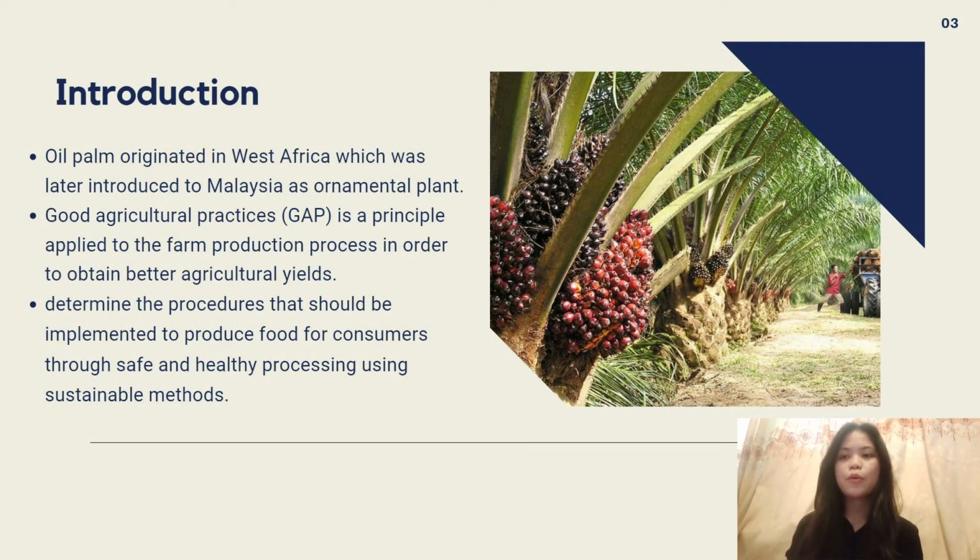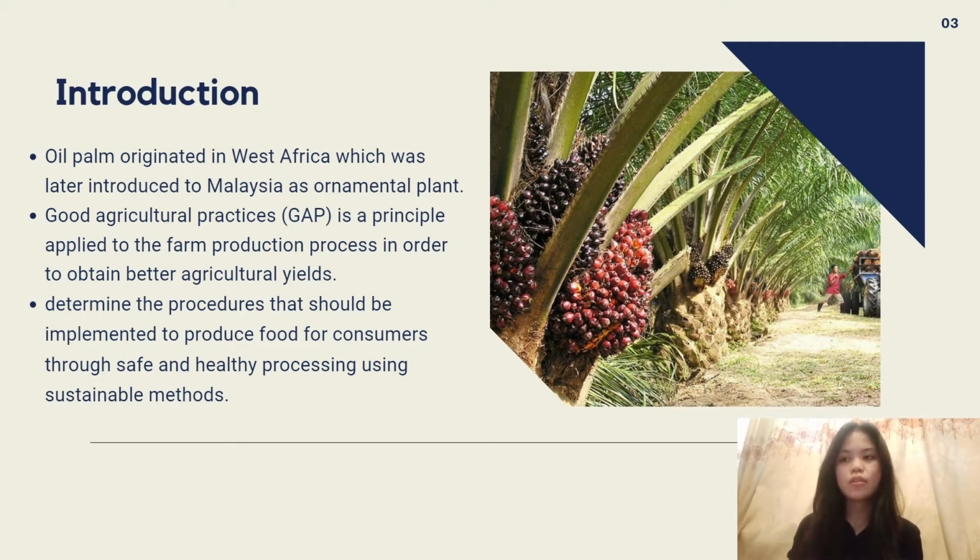First of all, oil palm production is vital for the economy of Malaysia. Oil palm originated in West Africa, which was later introduced to Malaysia, and subsequently Malaysia used it as an ornamental plant. Good agricultural practices is a principle applied to the farm production process in order to obtain better agricultural yields.